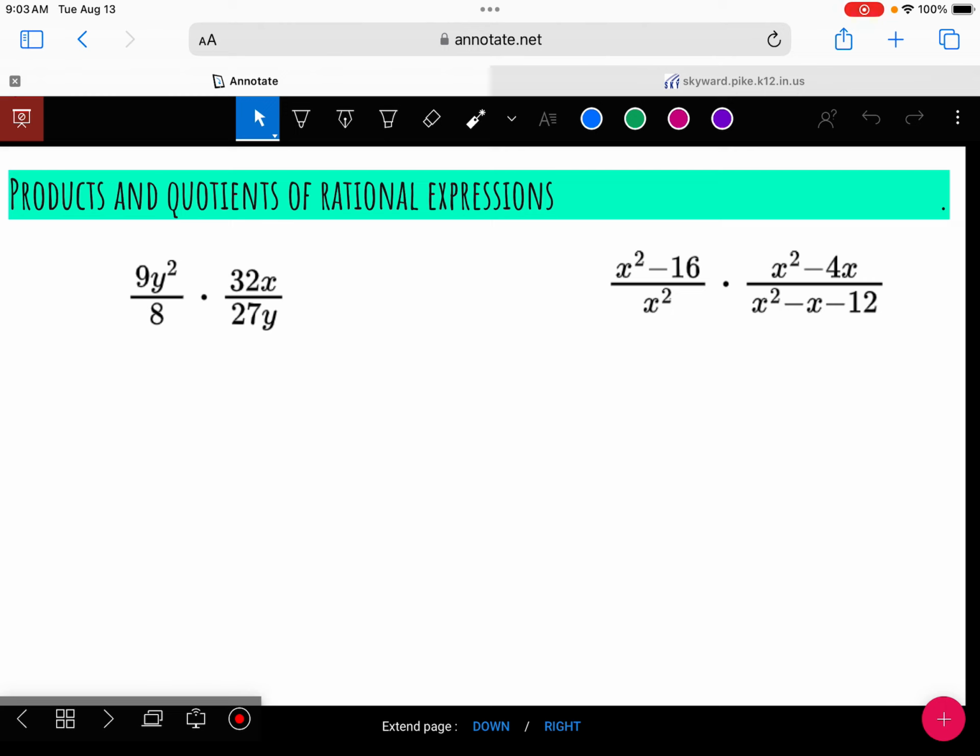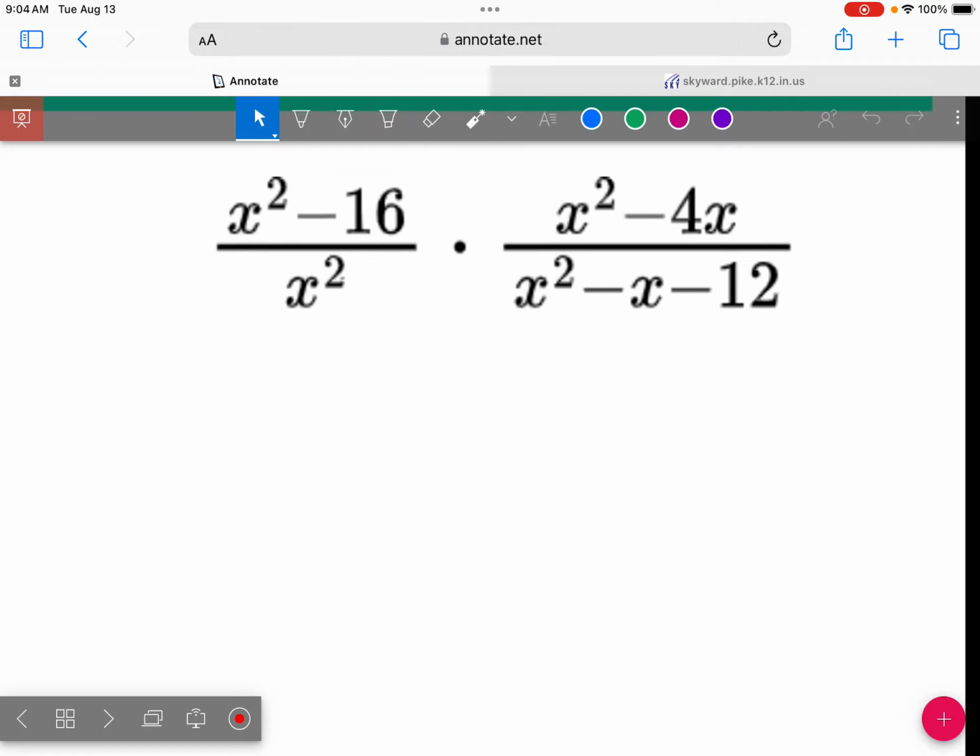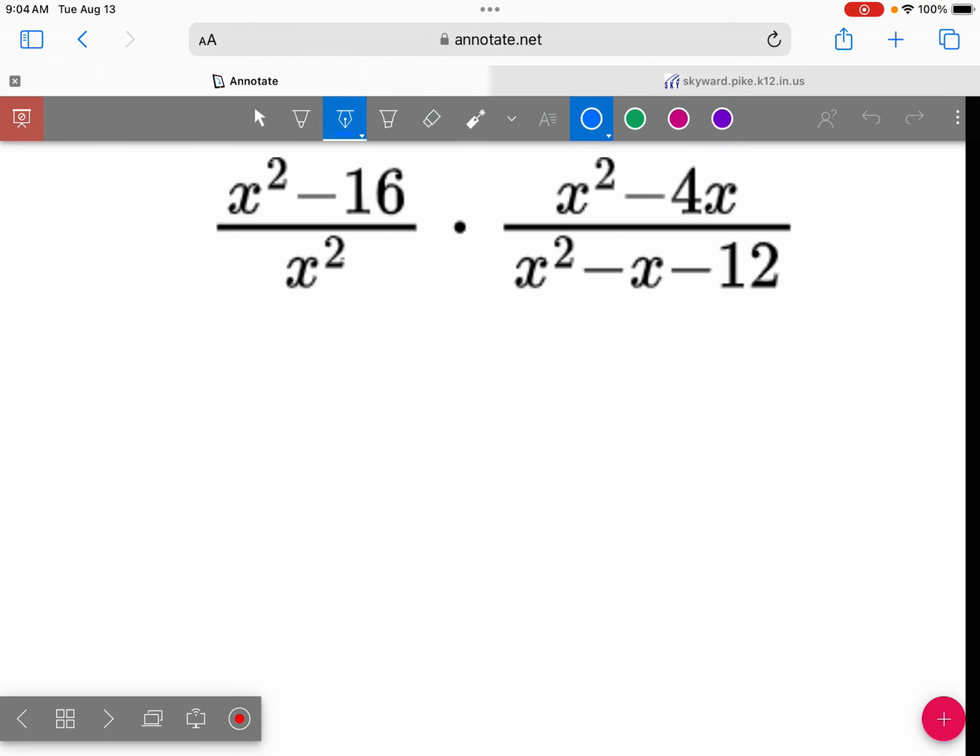So we're looking at the right-hand one. We have to factor everything before we multiply so that we can do some simplification. So I'm going to bring it in over here, and we're going to get our two fractions and simplify.